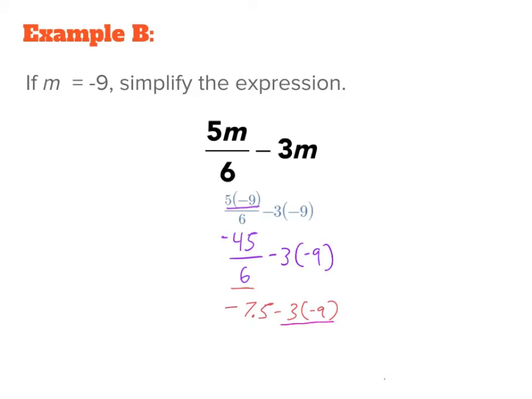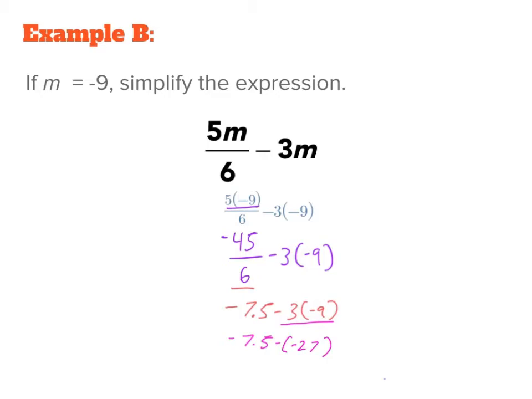So I can either do 3 times negative 9 or negative 3 times negative 9. Both will work out. I'm going to do 3 times negative 9. So I'm going to bring down my negative 7.5. 3 times negative 9 is negative 27. Bring that down. Now I've got negative 7.5 minus 27.